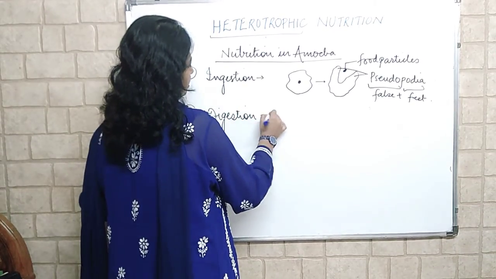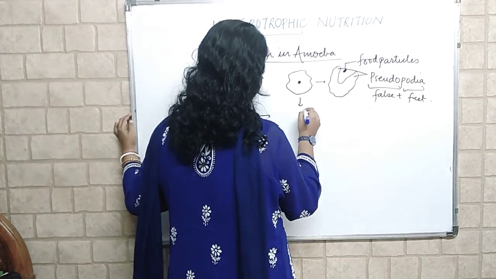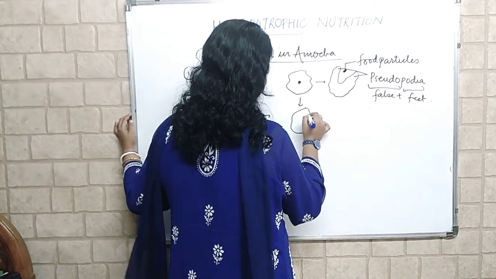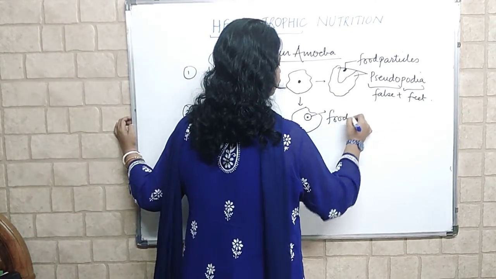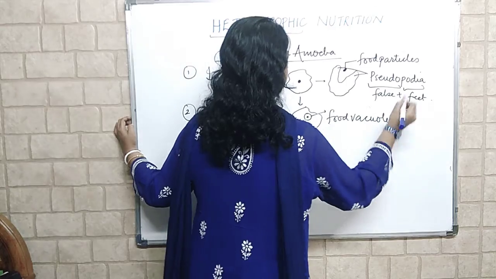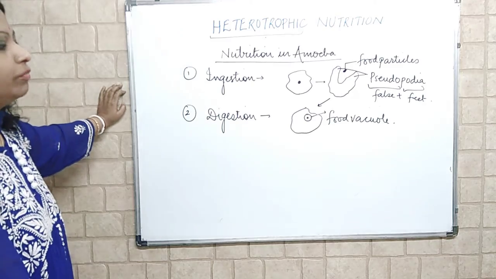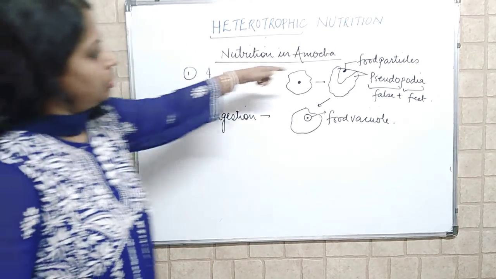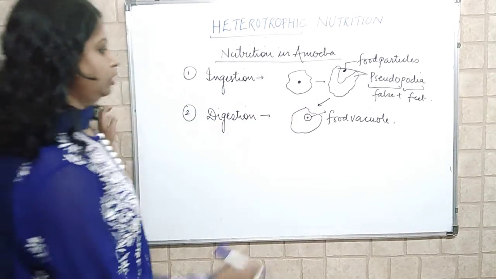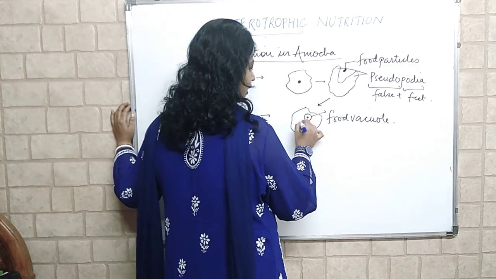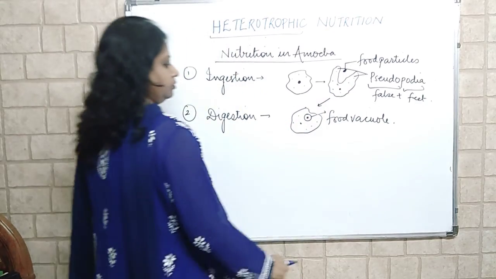digestion. After ingestion, taking in the food, once they take it, they will put that food in a food vacuole. So they will form a food vacuole. You mark it like this. In a food vacuole they will put it. So they have intake and then they have surrounded it with a food vacuole. Food particles are present inside the food vacuole, and this is your normal amoeba.